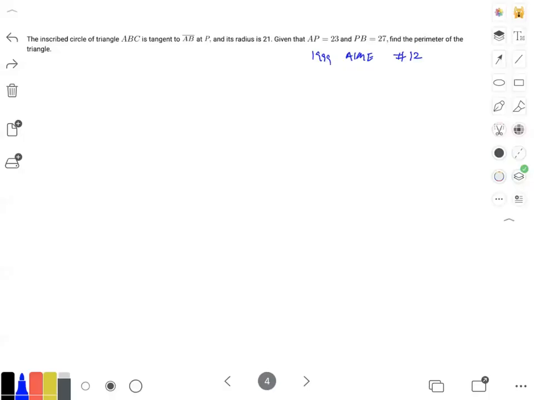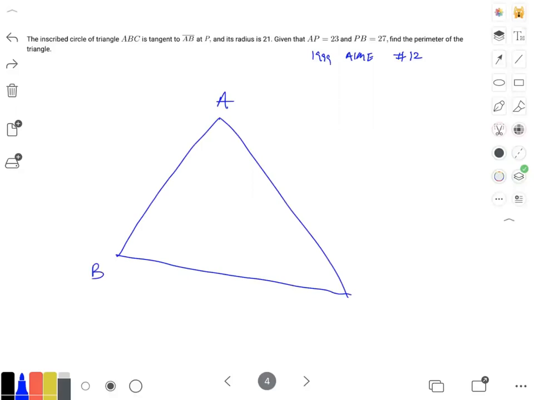All right, let's move on to the next one. This is from the 1999 AIME, and it's problem 12. So the inscribed circle of ABC. So ABC, inscribed circle, same thing as the incircle, the intersection of the angle bisectors, is tangent to AB at P, okay?